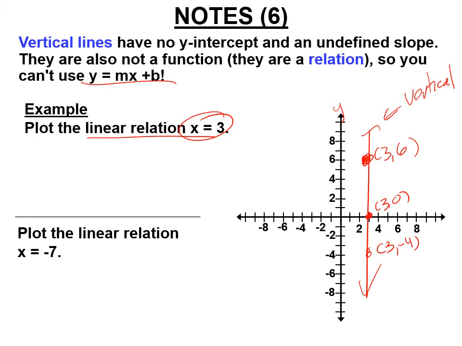So plot x equals -7. Where are the points where x always equals -7? Right along there. And so that is the vertical line x equals -7. It is not a function. You put -7 in here, and that's (-7, 5). There's (-7, 0). You're putting -7 in, and you're getting all these different points. That's not allowed in a function. That's why we have to call this a relation.